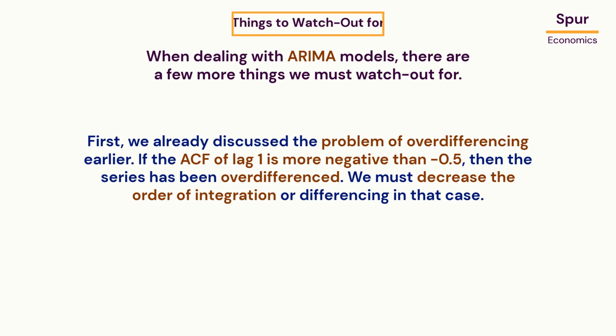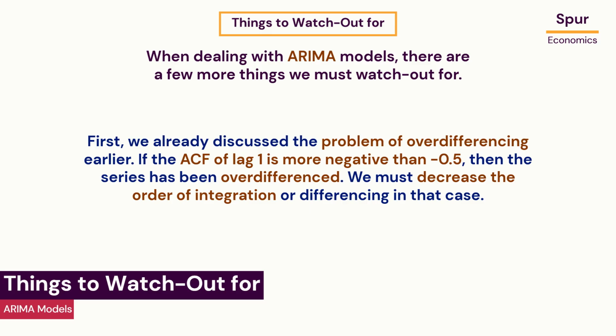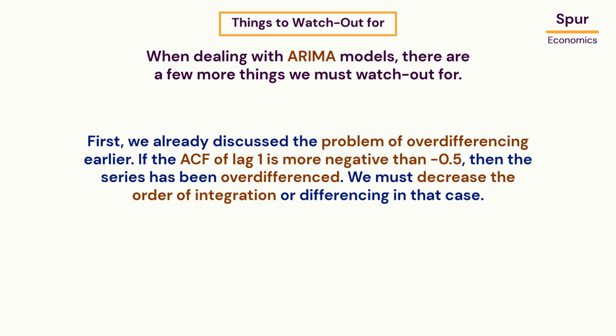When dealing with ARIMA models, there are a few more things we must watch out for. First, we already discussed the problem of overdifferencing earlier. If the ACF of lag 1 is more negative than -0.5, then the series has been overdifferenced. We must decrease the order of integration or differencing in that case.